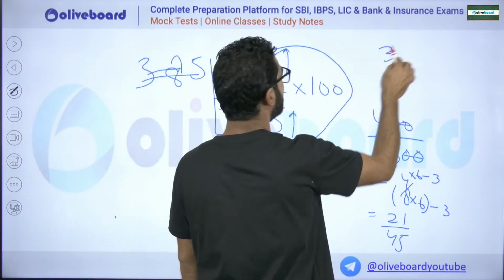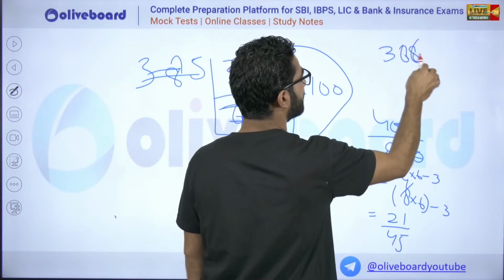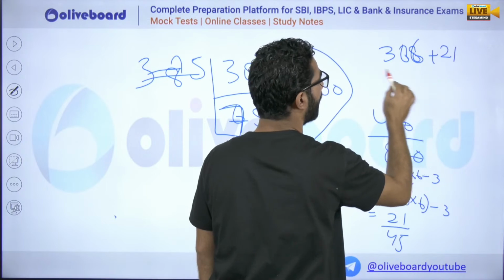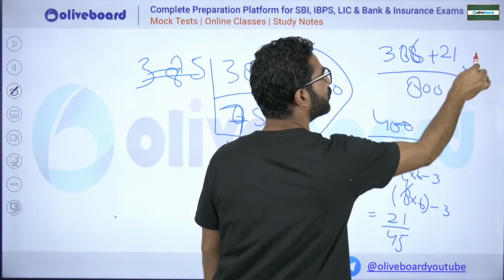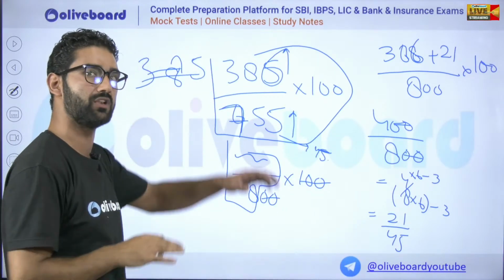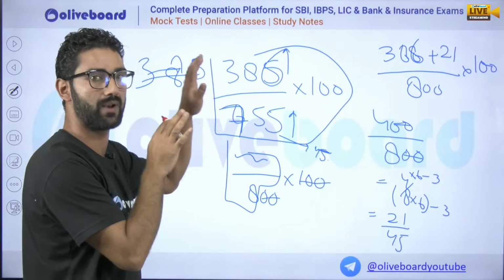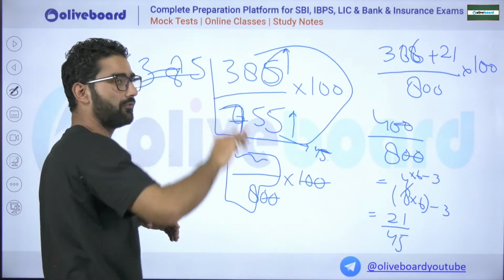Now if I say 386 is there and I am adding 21 to it, and the same with 800, you don't have to do too much calculation. I'm just showing how you have to practice this. You can erase these steps in your mind. It becomes 4 upon 8.